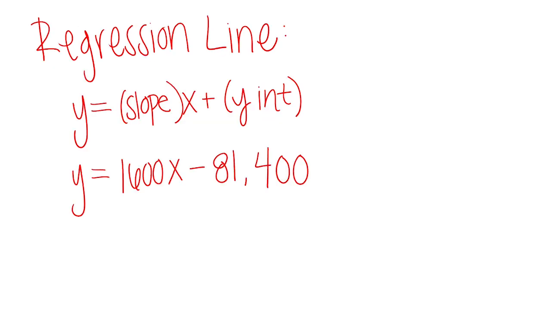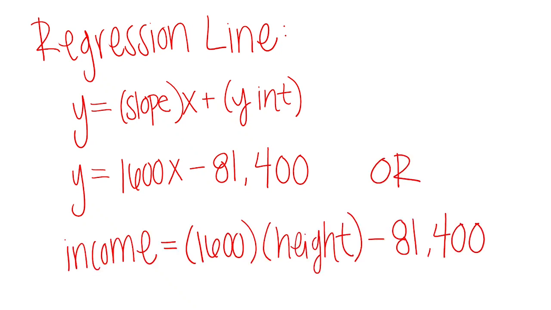Now we can form our regression line in the form of y equals the slope times x plus the y-intercept, so it's going to be y equals 1,600 times x minus 81,400, or you can think of it as your income equals 1,600 times your height minus 81,400.